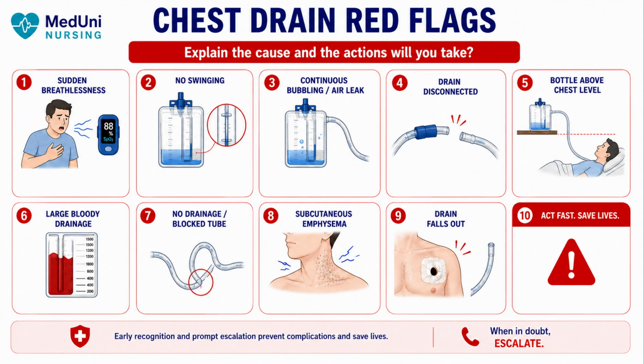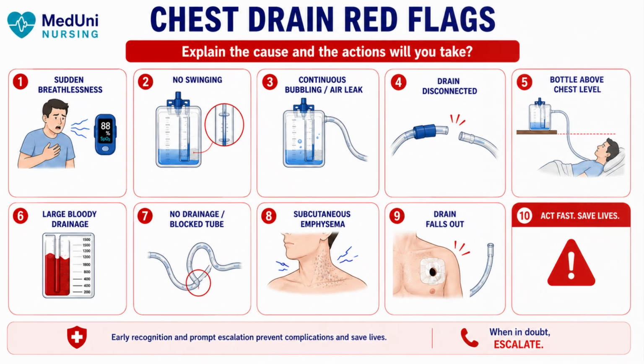If there is large, fresh blood drainage, treat it as serious internal bleed. Check vital signs and escalate urgently. And if the chest drain falls out, this is not a wait-and-see situation. Cover the site immediately with an appropriate dressing, give oxygen if needed, assess the patient, and call urgent medical help. Detailed answers are provided in the handout, which is free to download.